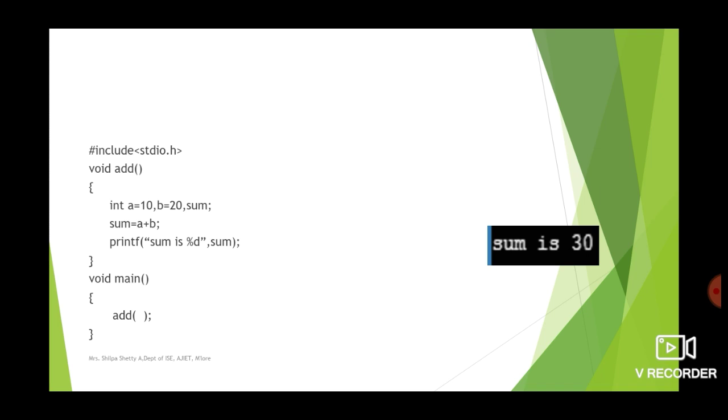So this is the first category of function. The return type is void and it does not take any parameter. The result of this function is sum is equal to 30. That means the required values are taken by the function, as well as the result is also displayed by the function itself.